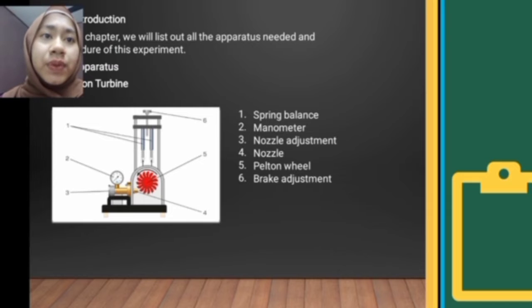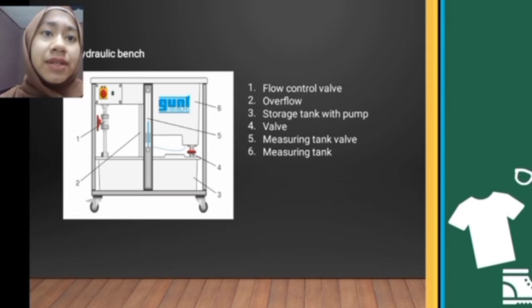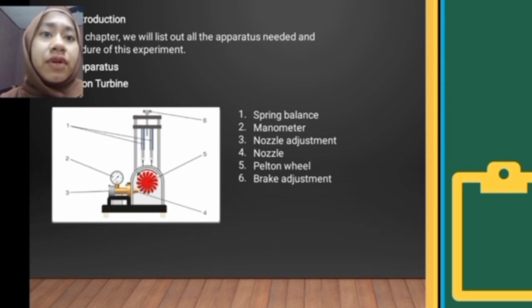In this chapter, we will list out all the apparatus needed and the procedure of this experiment. For the apparatus, we have two pieces for this experiment, which are a Pelton turbine and a hydraulic bench. This is a Pelton turbine. You can see this figure.